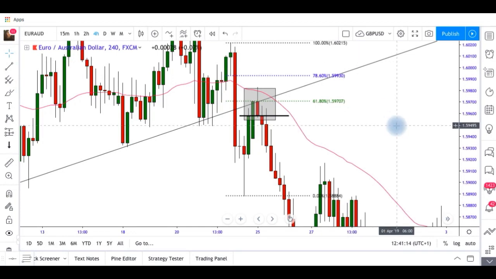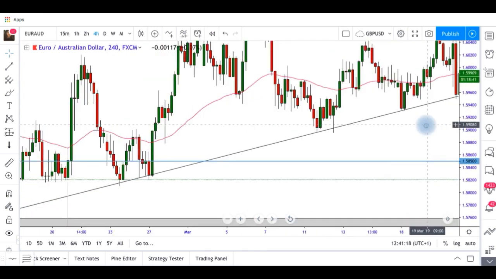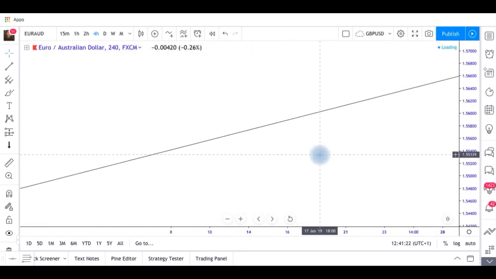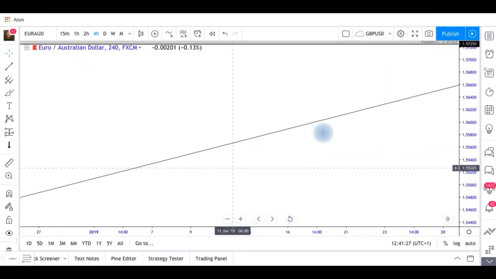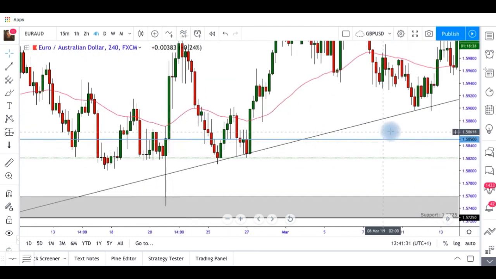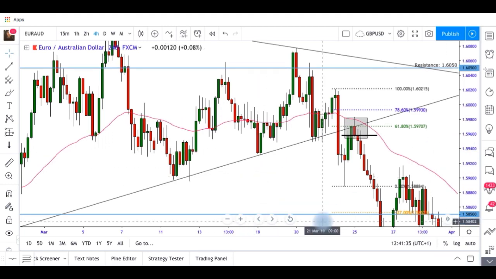This is Euro AUD. As you can see here on the 4 hour, we had this ascending trend line, which was protecting price for some time. It goes all the way up and runs for some time. Now, like I teach you in the other videos, when we break an ascending trend line, we naturally look for a retest, right?